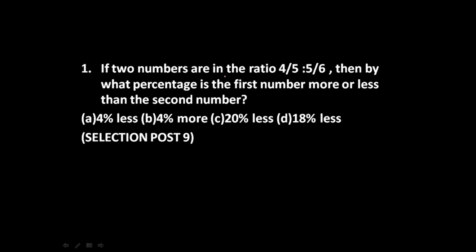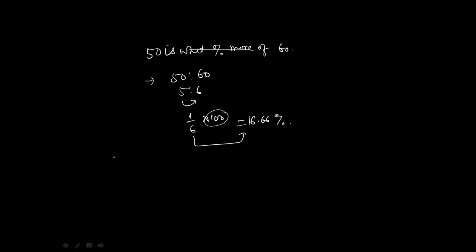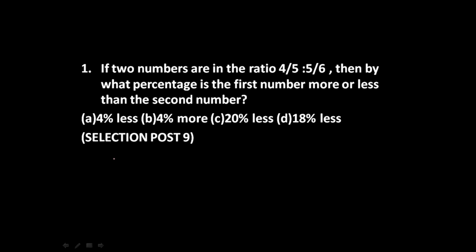If two numbers are in the ratio of 4 by 5 is to 5 by 6, then by what percent is the first number more or less than the second number? It is just what we have learned. It is more or less. This kind of question is given here. So 4 by 5 is to 5 by 6, right? This is given.